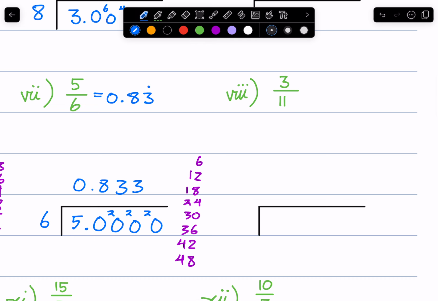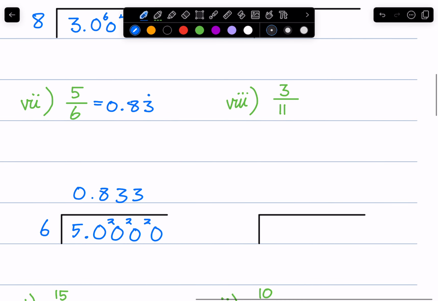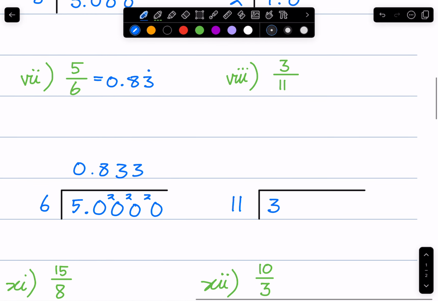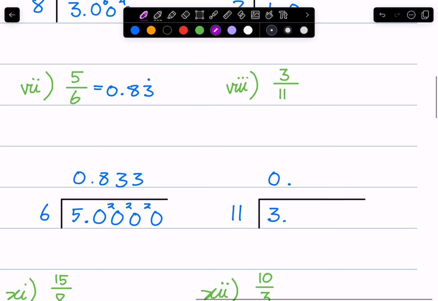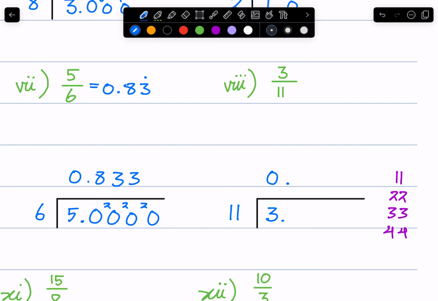Let's do one more. This one's perhaps the hardest one, but it still remains as the same method. So 11 into 3, which once again we know we can't do, so we're going to start straight away, 0 point. And let's write up our 11 times tables. 11, 22, 33, and 44. So 11 into 30 this time. 11 into 30 can't be 33, so we do 22. So that is 2 with a remainder of 8.